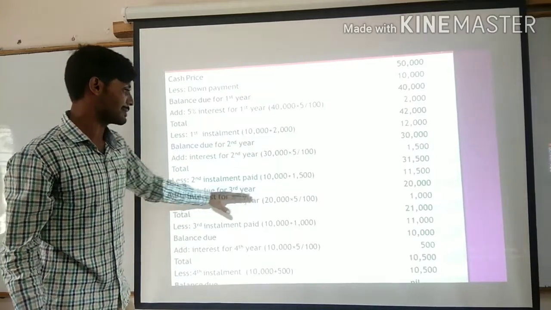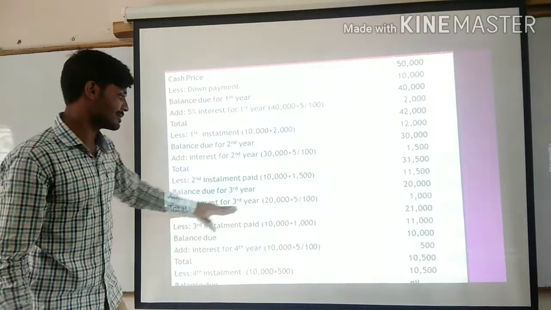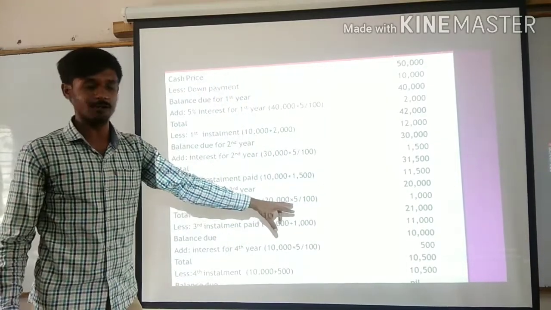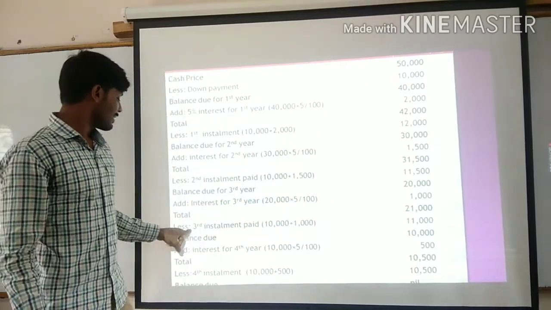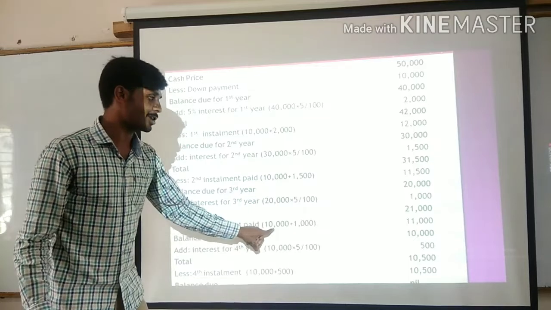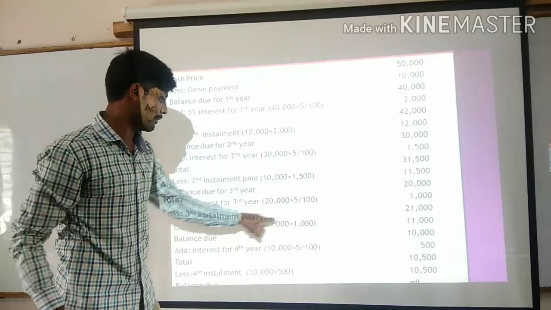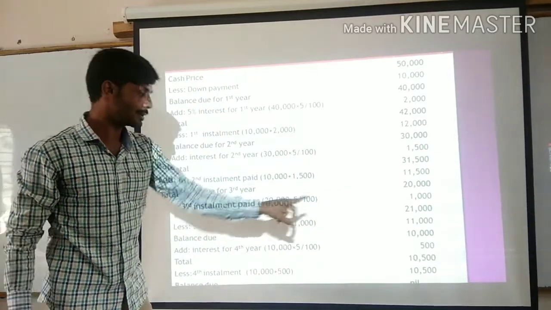So total balance due for the third year will be 20,000. For the third year, 20,000 into 5%, because balance due for the third year is 20,000. 20,000 into 5%, 1,000 rupees. Okay, so total will be 21,000. Third installment amount, again 10,000 plus third year interest is 1,000 rupees. 21,000, that is 11,000. Just need to deduct. Okay, balance due will be 10,000.